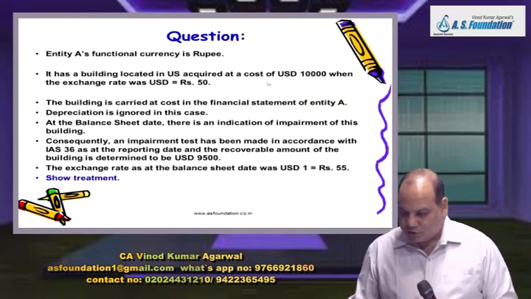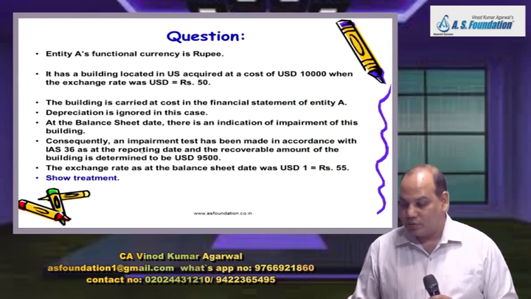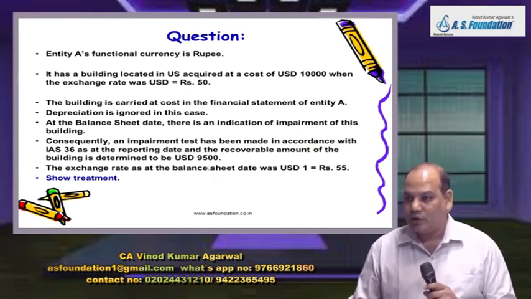See, when you purchase the building, 10,000 into 50, your book value is 5 lakh. You are finding that there is an indication of impairment because its USD value has gone down from 10,000 to 9,500. But when you multiply by this 55 rupees, check how much is that? Little more than 5 lakh. So will you provide for impairment loss?